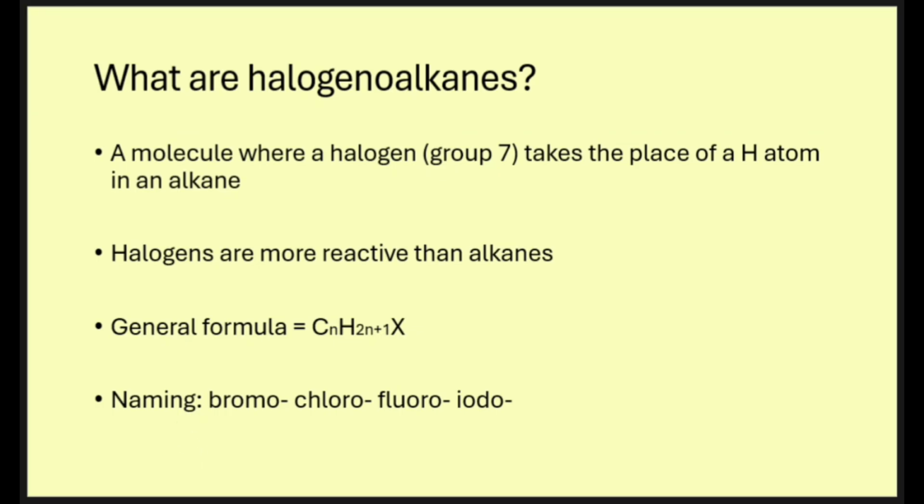So, what are halogenoalkanes? Halogenoalkanes are a molecule where a halogen, an element of group 7, takes the place of a hydrogen atom in an alkane. Halogens are more reactive than alkanes, and the general formula is CnH2n+1X, and this X just stands for a halogen, maybe such as bromine, but we could also have chlorine as well.